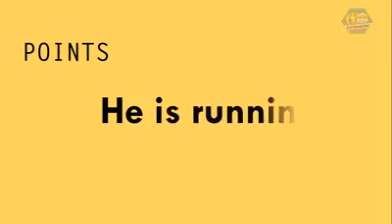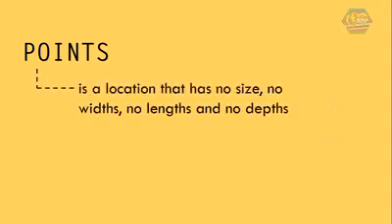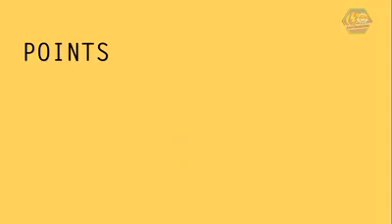We know what are points, right? It is a small dot, and usually we use it to end a sentence in paragraphs, stories, etc. But in geometry, a point is a location that has no size, no width, no length, and no depth. A point is a small dot with a capital letter. Now let's draw 2 points, namely point A and point B.